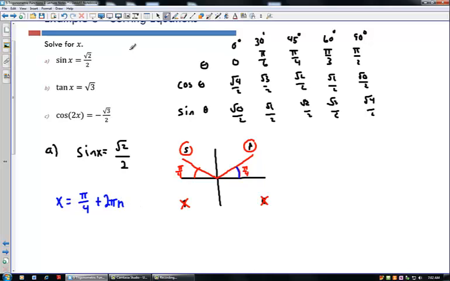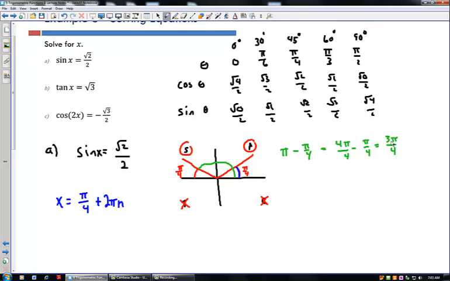There's one answer. And then my second answer is going to go from here all the way over to there. To find that one, all you're going to do is take pi, which is the angle all the way around, and then take off pi over 4 to get back right there. So this is equal to, common denominator is 4, 4 pi over 4 minus pi over 4, which is equal to 3 pi over 4.